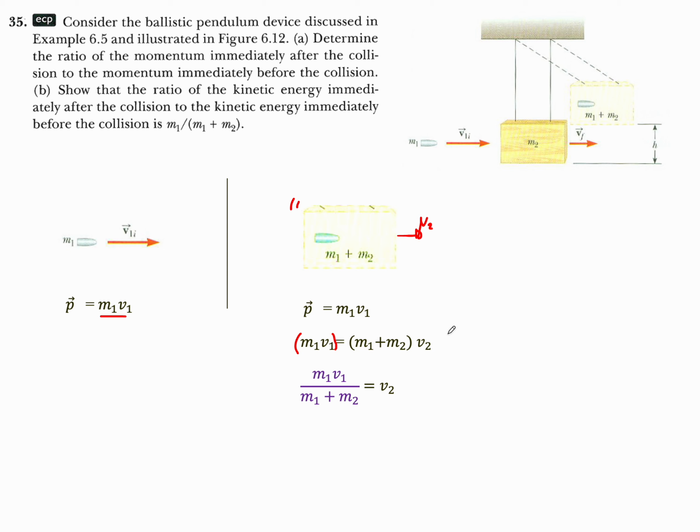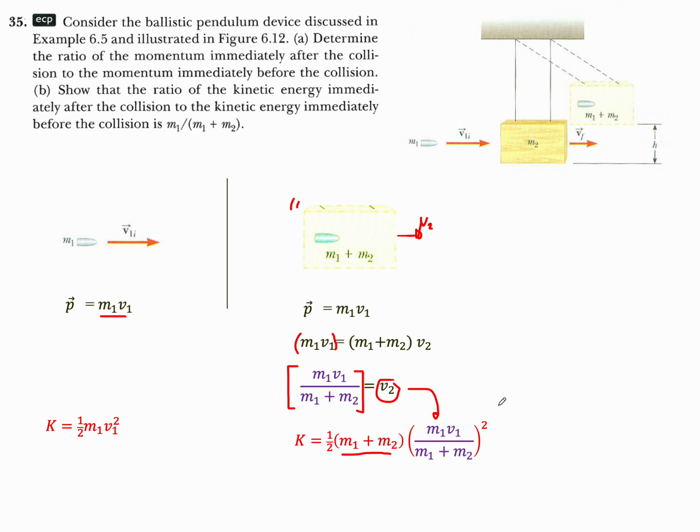But now the more interesting part. Show that kinetic energy before and afterwards is related by this expression. So beforehand, the kinetic energy, 1/2 mv squared, is going to be 1/2 m1 times v1 squared. Afterwards, it gets a little bit more exciting. The mass is now the sum of the bullet and the block, and the velocity, v2, is given by this whole expression, which I'm going to plug in and square down here.